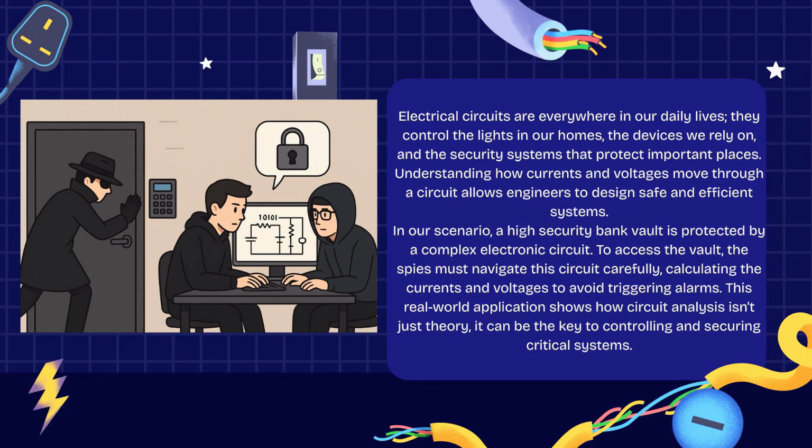In our scenario, a high-security bank vault is protected by a complex electronic circuit. To access the vault, the spies must navigate the circuit carefully, calculating the currents and voltages to avoid triggering alarms. This real-world application shows how circuit analysis isn't just theory. It can be the key to controlling and securing critical systems.